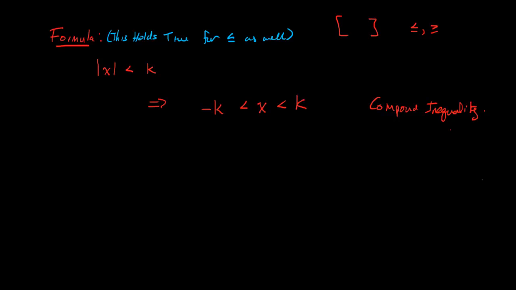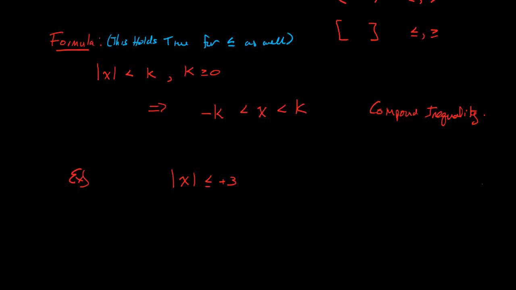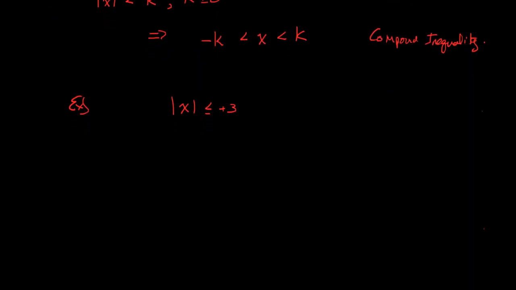So let's go ahead and try an example. Let us say we have the absolute value of x less than or equal to positive 3. Now, just as a little reminder too, this value of k will be greater than or equal to 0 for right now. So let us examine the absolute value of x being less than or equal to positive 3. This implies that negative 3 is less than or equal to x, which is less than or equal to positive 3.